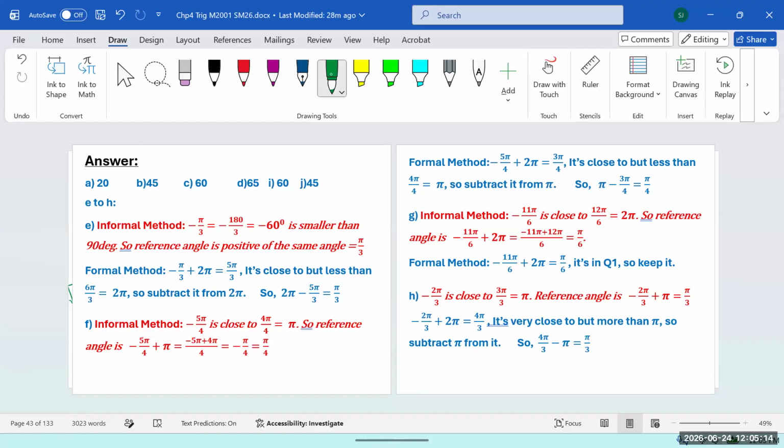The negative 2 pi over 3, since it's negative, you're going to add 2 pi, the formal method. You add 2 pi, and it becomes 4 pi over 3. Now is this 4 over 3 close to 1 or close to 2? 4 over 3 is close to 1. So you're going to subtract 1 pi from your angle.